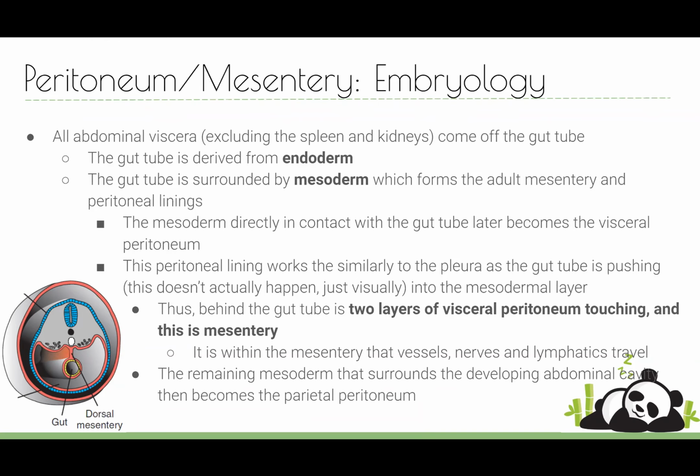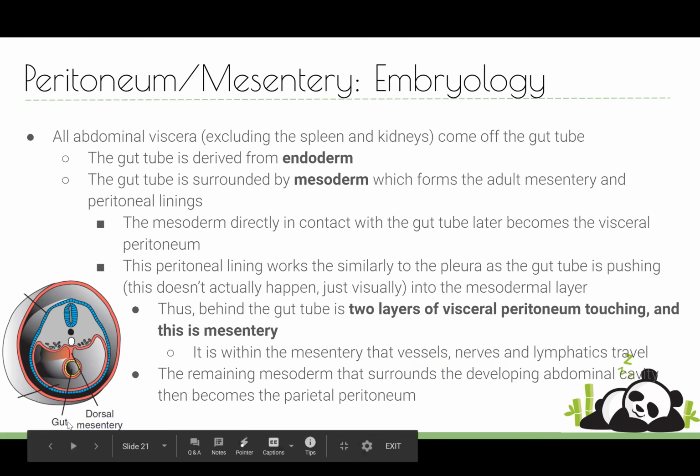Within that, the vessels and nerves will run through it, because if this blue pen is an artery, the 2 mesenteric layers on the other side will go around it. It doesn't go through the mesentery at all. It just goes through the gap, basically. The remaining mesoderm that develops around the abdomen will become the parietal peritoneum, which is this red stuff over here.